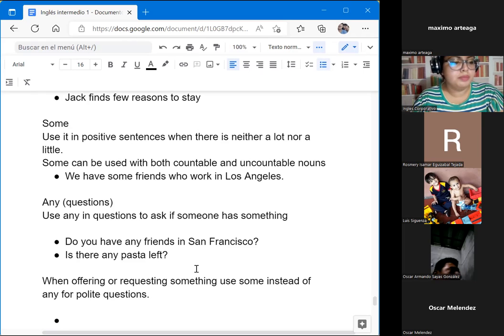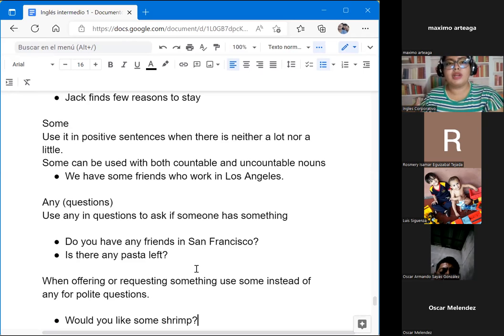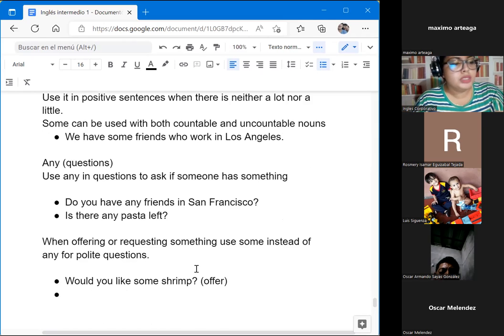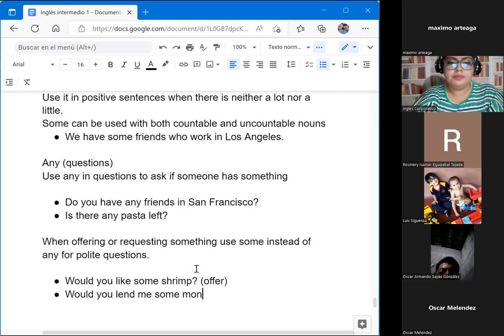Would you like some shrimp? In this case, we're asking someone if they would like to have more shrimp. In that case, we are offering. This is an offer. And in the second one, would you lend me some money? We are asking or requesting something.